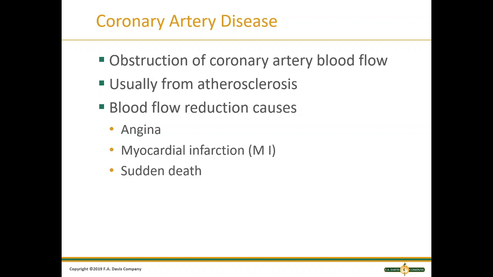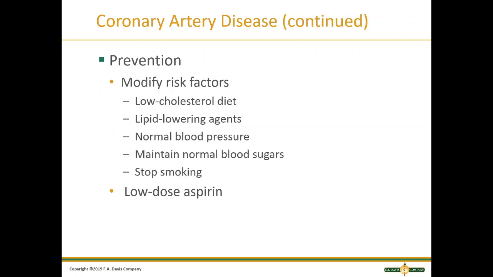Coronary artery disease is obstruction of coronary artery blood flow. It usually happens from atherosclerosis. As the illustration in Figure 24.1 shows, the blood flow would be cut down because the pathway is clogged, right? So that makes sense. It can cause angina, an MI, or death.